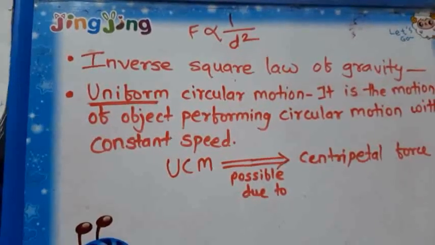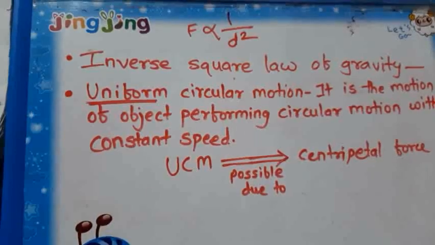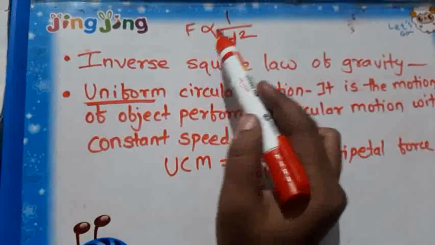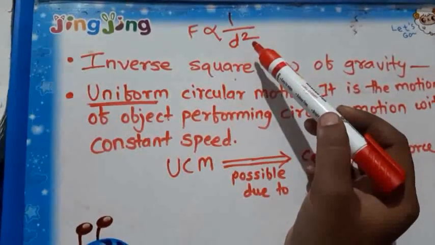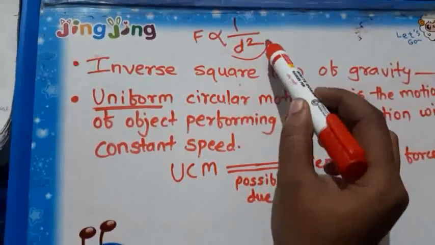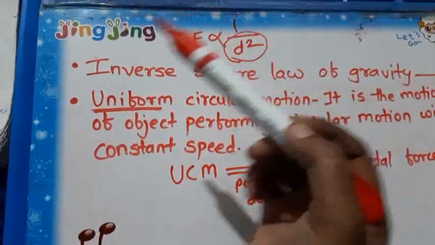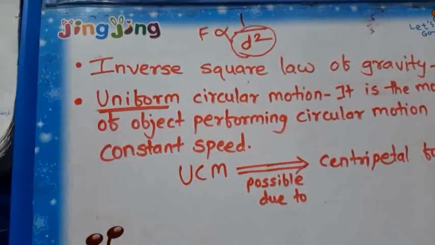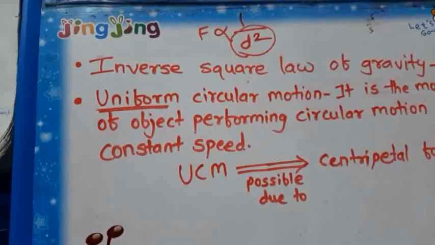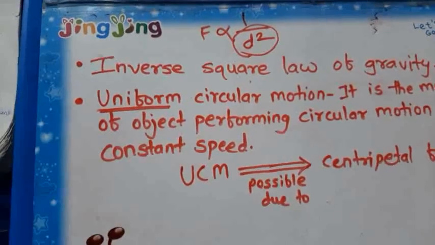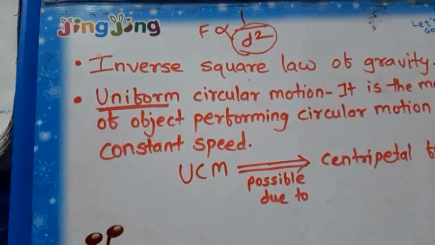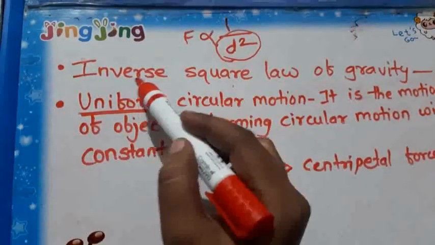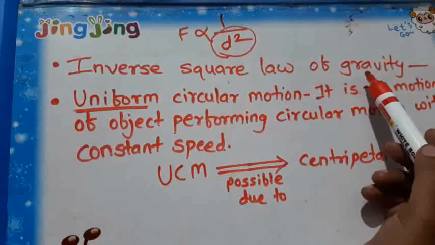While learning Newton's gravitational law, we have seen that the force of attraction between two objects is inversely proportional to the square of distance between them. Why has Newton taken this inverse square dependence on distance in his law of gravitation? He was helped by Kepler's third law, and that is known as the inverse square law of gravity.